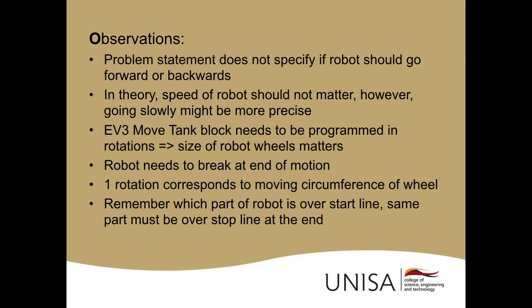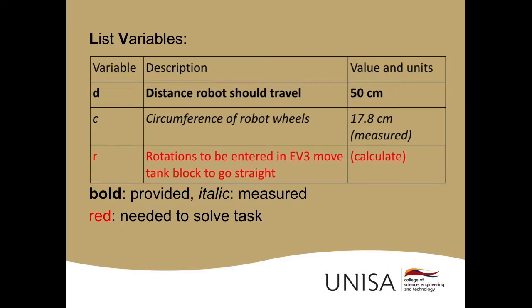And we need to remember which part of the robot is on top of the start line, and at the end, exactly the same part of the robot needs to be over the stop line. You might have other observations to add, but these are the ones that came to my mind. So let's see what we have in terms of variables. List of variables. Well, you've already seen d as the distance the robot should travel. And I've just decided for this exercise we want the robot to travel for 50 centimeters.